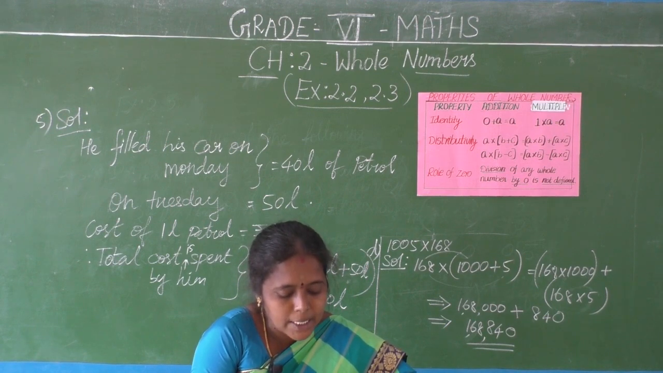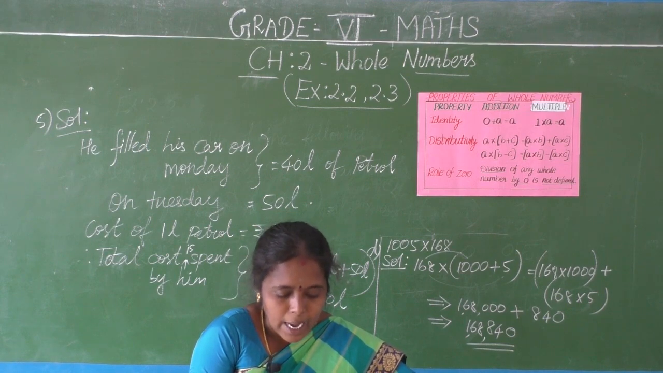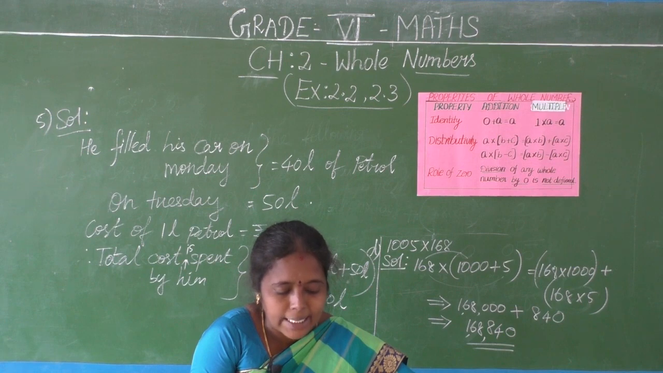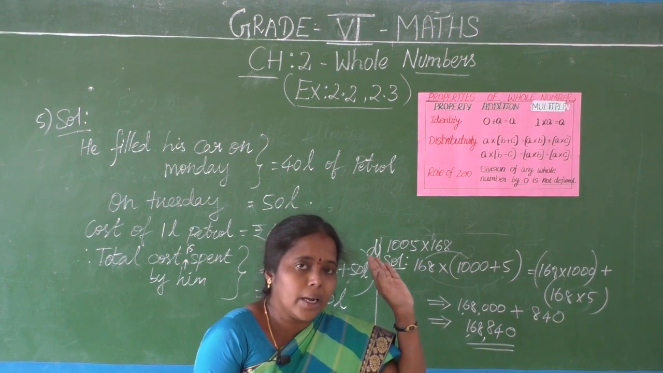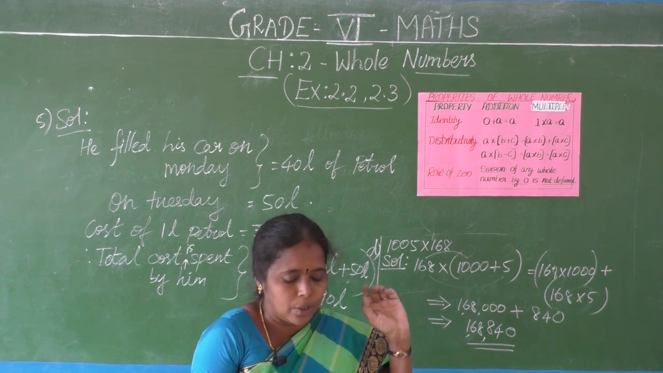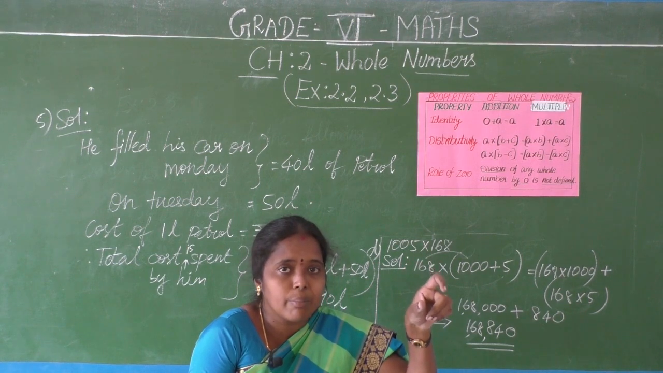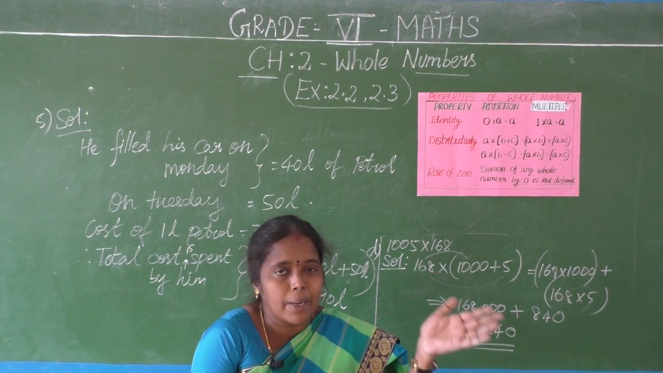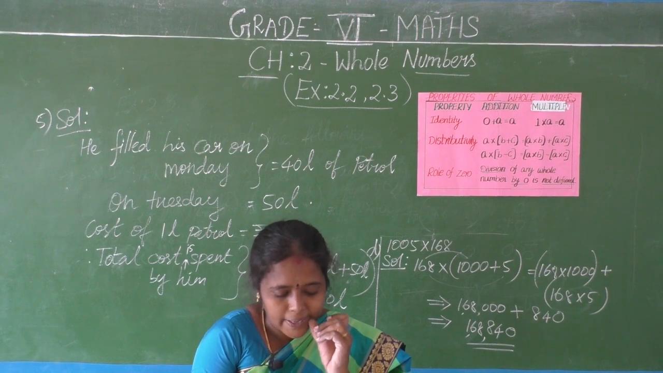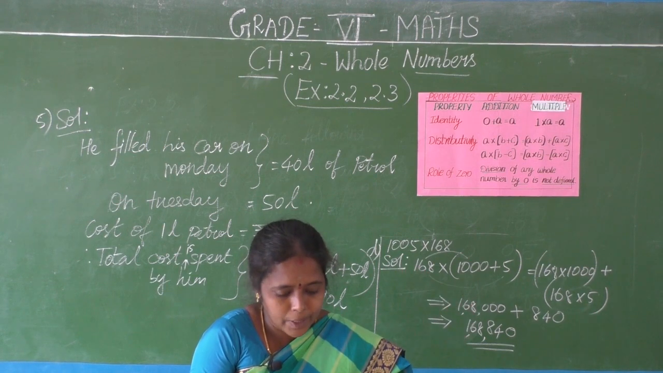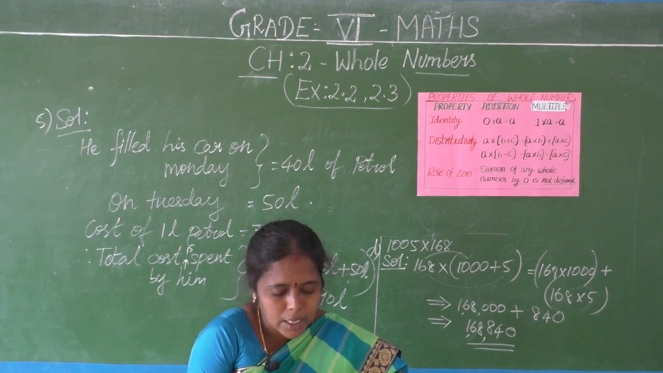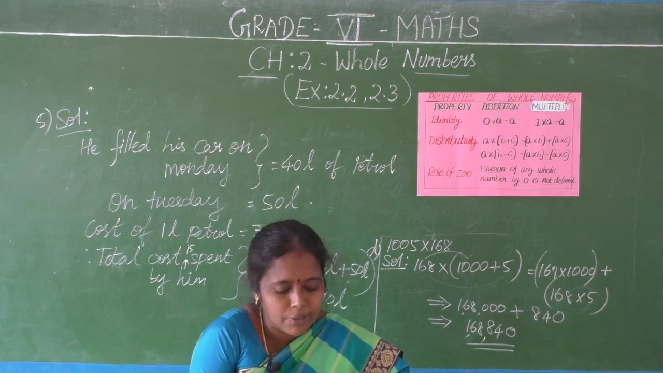A vendor supplies 32 liters of milk to a hotel in the morning and 68 liters of milk in the evening. Here it was Monday petrol, Tuesday petrol. In the next question, it is morning milk, evening milk supplied by the milk vendor. Clear? Both are the same only. If that milk costs rupees 15 per liter, how much money is due to the vendor per day?